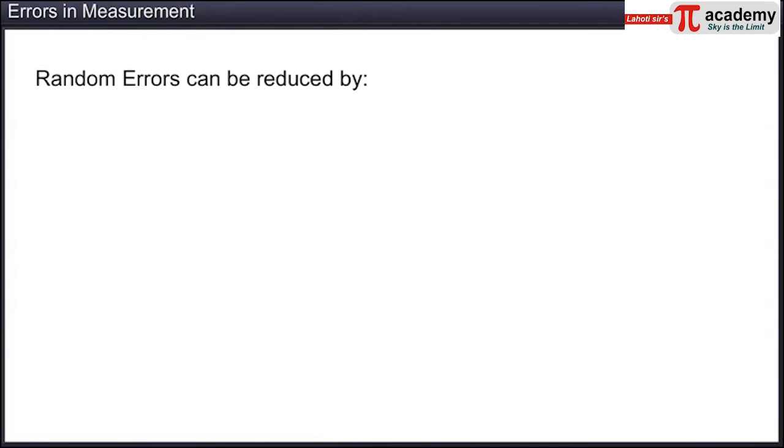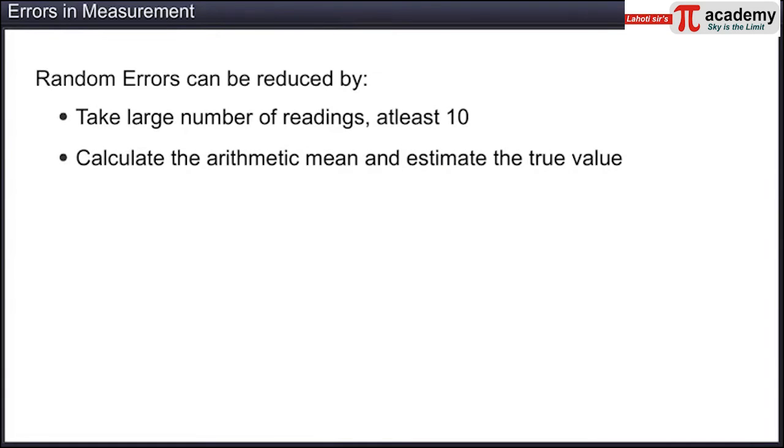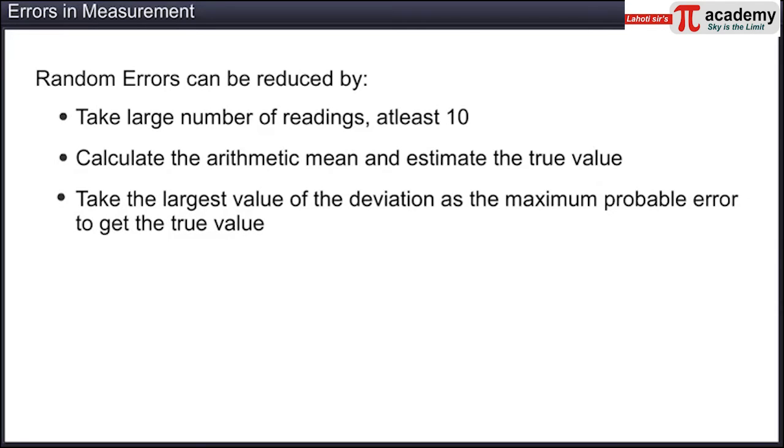Random errors can be reduced by taking a large number of readings and calculating the arithmetic mean, as well as estimating the true value of the measurement. The true value is measured by taking the largest value of deviation as the maximum probable error.